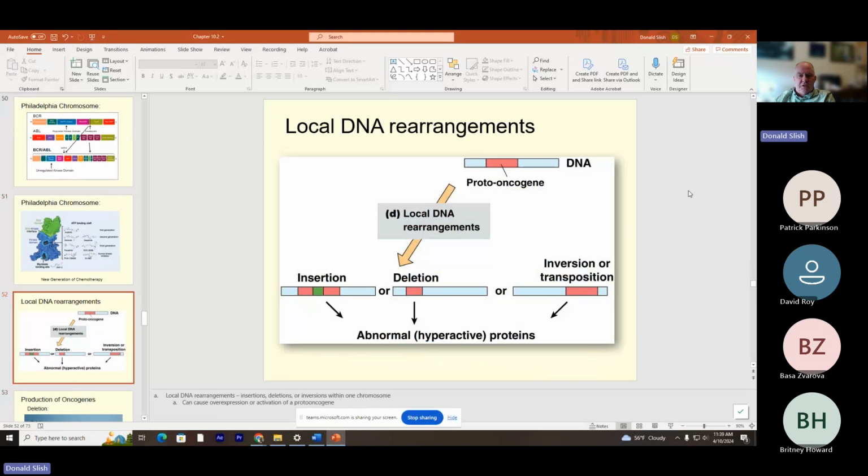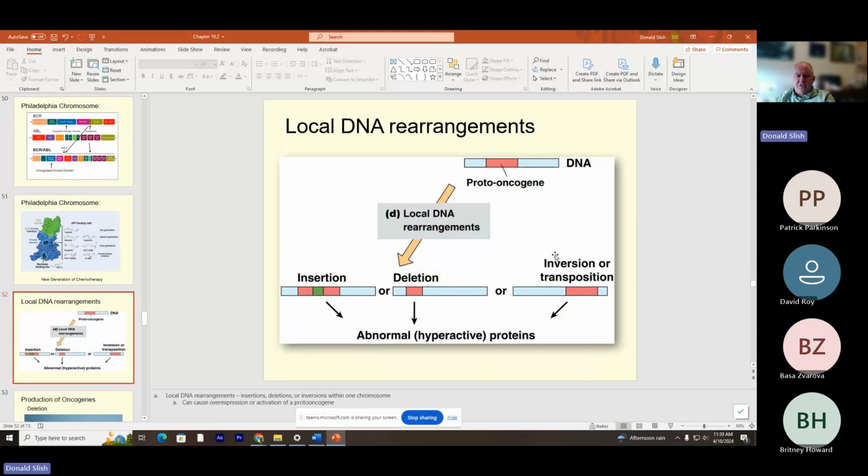And then local DNA rearrangements. And here we can have an insertion, which is going to mess up a protein. It could make it hyperactive, could just destroy its function. You have to knock out tumor suppressors as well. So this could just destroy a tumor suppressor. You could delete a chunk out of a gene and destroy a tumor suppressor. Or you could delete a piece of a protein that allows it to be regulated. A lot of our proteins are activated by cleaving off a self-inhibitory portion of the protein. Cleave that off, and now it's constitutively active.